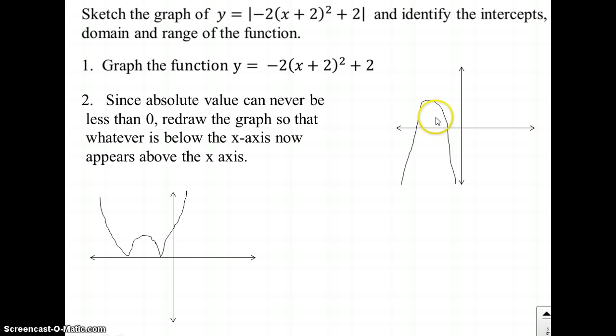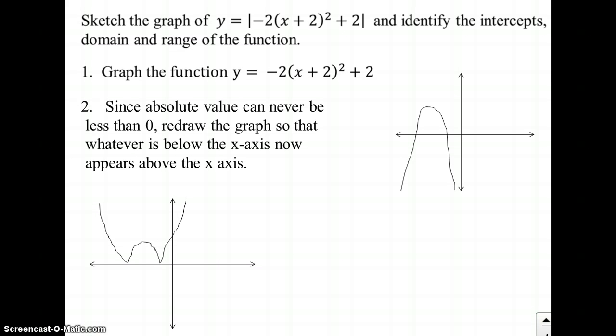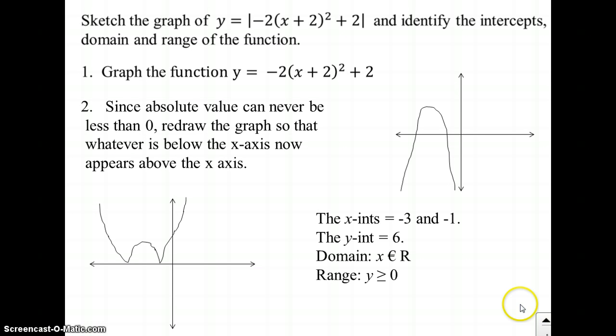All right. So our little curve stays above the x-axis. Beautiful. The legs that used to go down now come up above the x-axis. All right. X-intercepts. Well, the x-intercepts are going to stay the same as the x-intercepts in our absolute value function. So the x-intercepts of this graph are -3 and -1. The y-intercept is 6. It used to be -6 if I'd drawn this one properly over here.